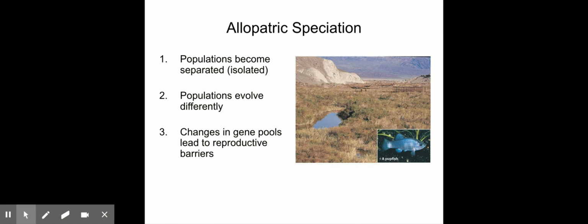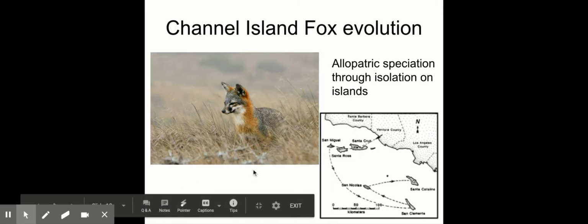And that's the third step to allopatric speciation, is that the changes that have occurred due to evolution in different situations after geographic isolation, those changes have to lead to reproductive barriers between the species, and that's when you have two different species. They're no longer the same species in different populations. Here's another example of allopatric speciation.